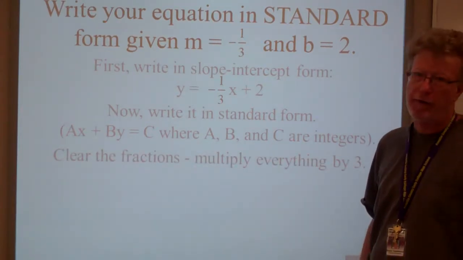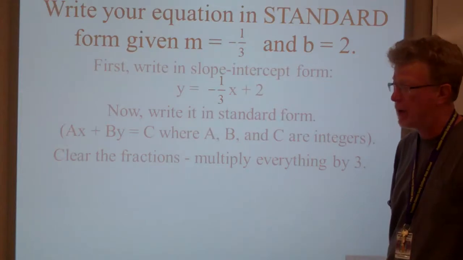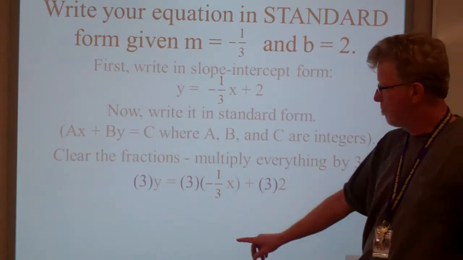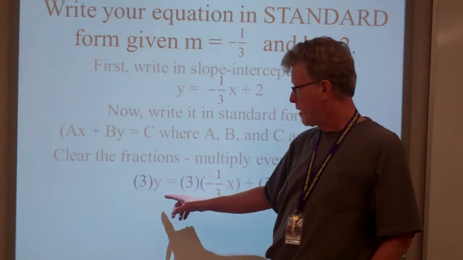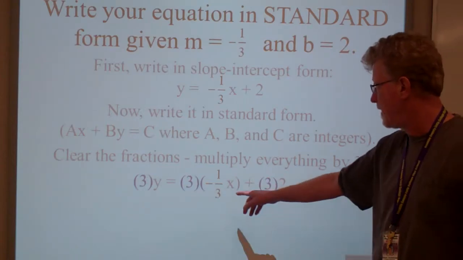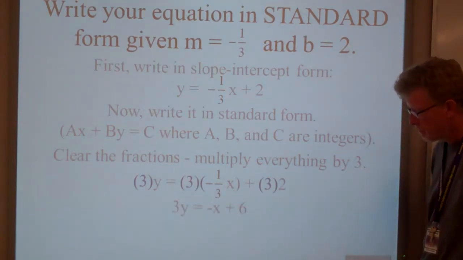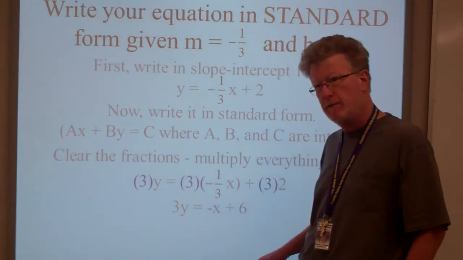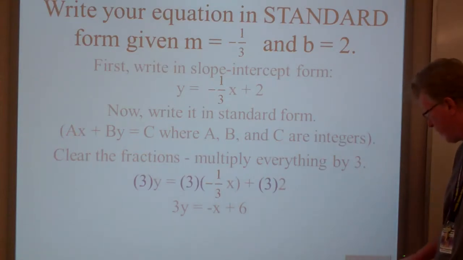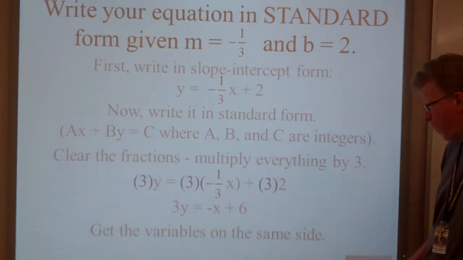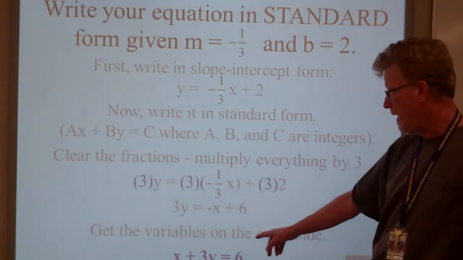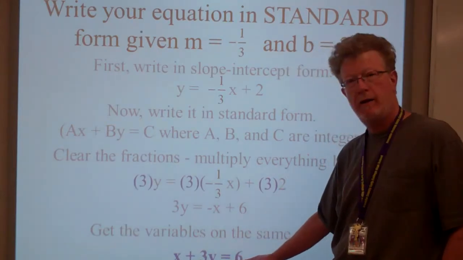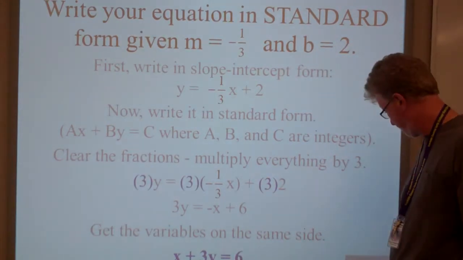We're going to have to clear out all the fractions. So in order to do that, we're going to multiply everything by 3. And when we do, we're going to end up with 3y equals -x plus 6. And now all we have to do is get both variables on the same side of the equal sign, and we'll be in standard form. So, if we add an x to both sides, we end up with x plus 3y equals 6, and that is standard form.